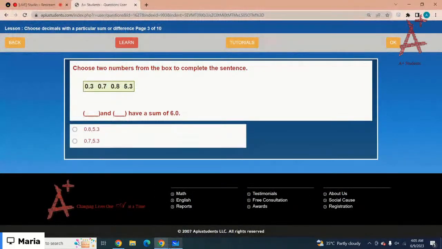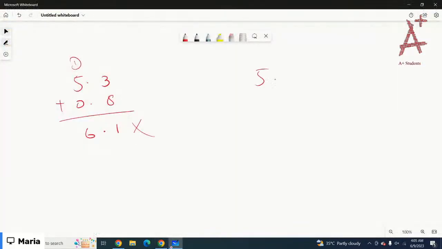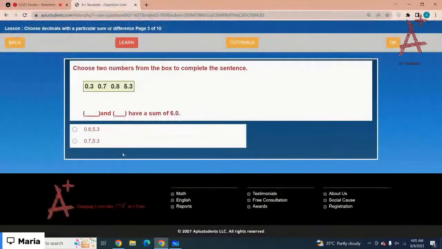6.0. The next one is 5.3 and 0.7. Let me just add. So 7 plus 3 is 10, 0 and 1 carry, and 5 and 1 is 6. Got it? That means the correct option is 5.3 and 0.7. Got it? The second one is the correct option.